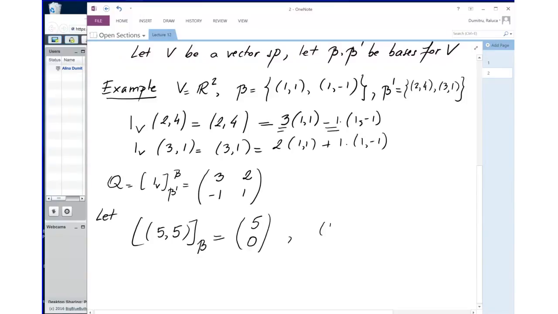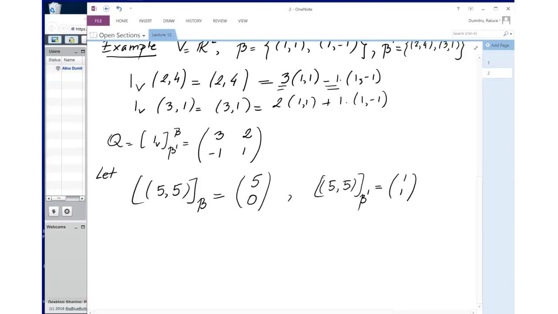And the beta prime coordinates would be what? How can I get 5, 5? Well, it wasn't an arbitrary choice. It's pretty easy to get 5, 5 out of 2, 4 and 3, 1. You just add them up, right? So the coordinates in beta prime will be 1 and 1.